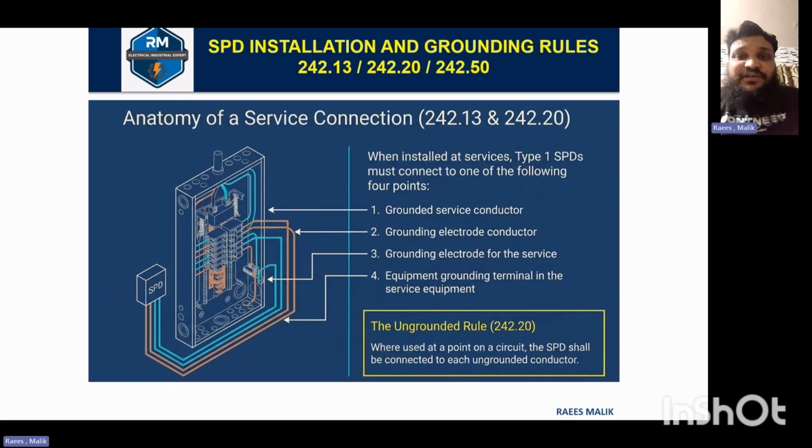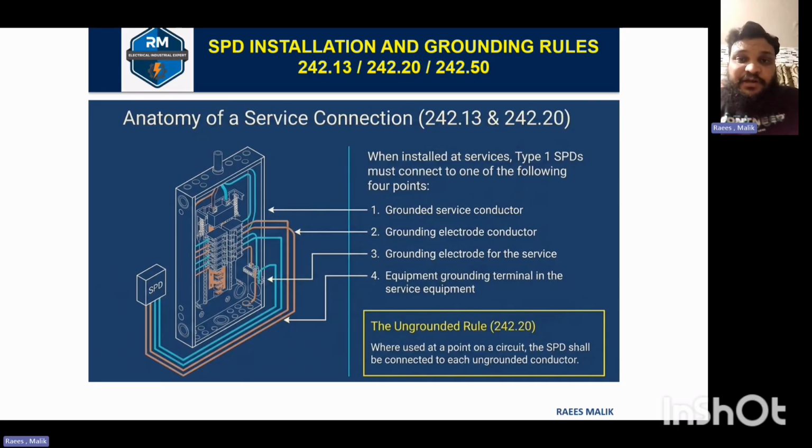So, SPD installation and grounding rules. Clauses 242.13, 242.20, and 242.50 tell us how we connect the SPD and how we connect it to the grounding system. This clause tells us that whenever an SPD is installed at the service end or the service point of the electrical system, it follows 4 key ingredients.